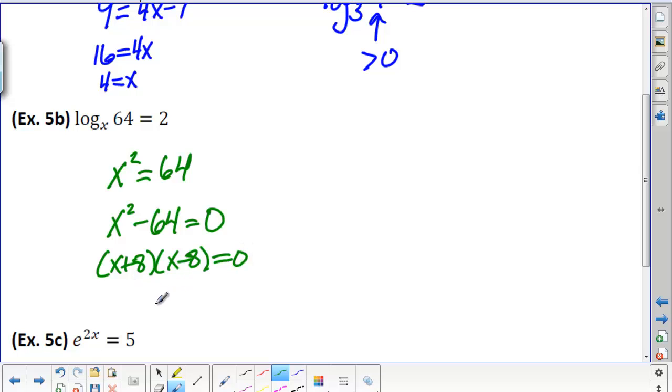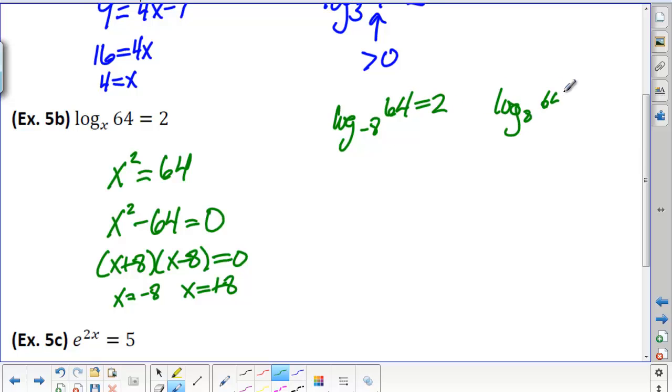And say, what are the zeros here, right? The zeros of those two factors. We could get negative 8 and positive 8. All right, so we get two solutions here for our values. Now, the question is, do both of those work? Does it make sense to say log base negative 8 of 64 equals 2 and log base positive 8 of 64 equals 2? Are those okay?